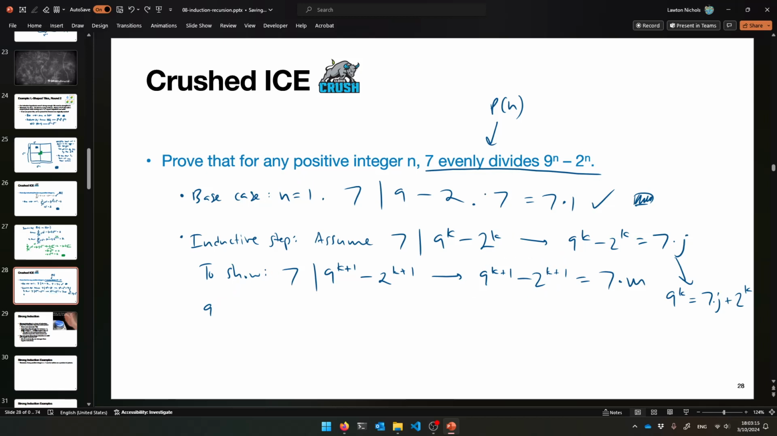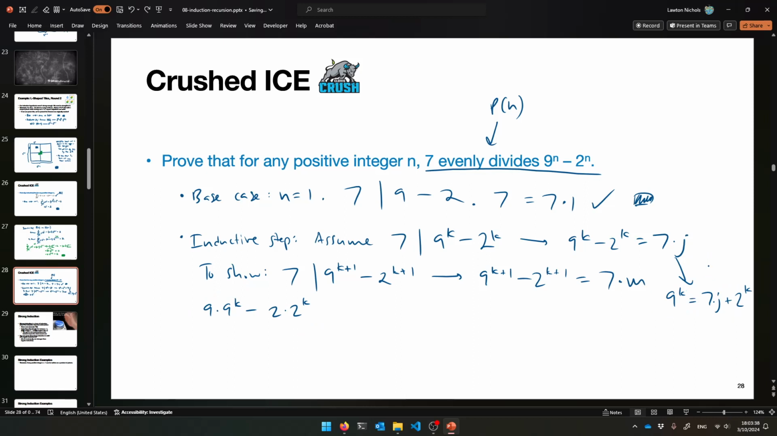That's equal to, if I take out some plus 1s, 9 times 9 to the k, right? That's the same as 9 to the k plus 1. Minus 2 times 2 to the k. That's the same as 2 to the k plus 1. And so this is a better thing to start with, because now I can replace this. I know that I'm assuming this. I'm assuming that 9 to the k is equal to this.